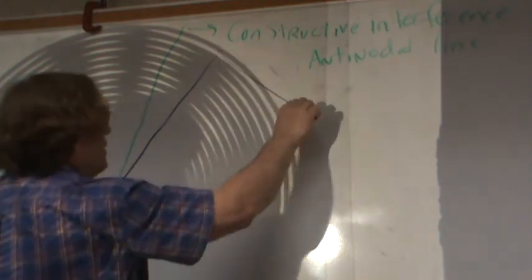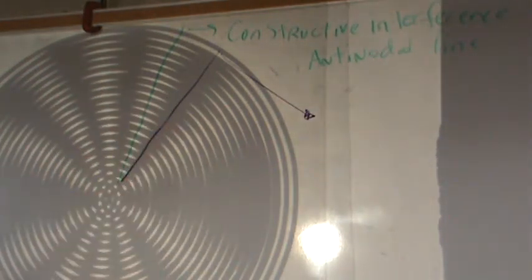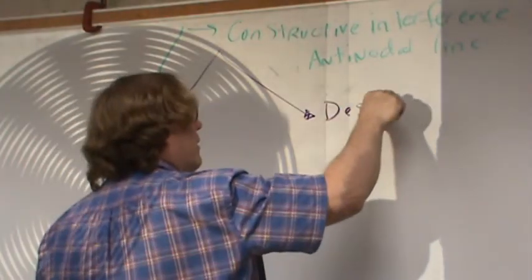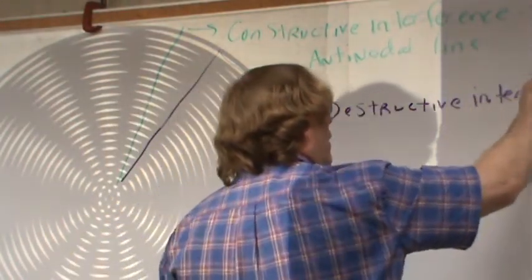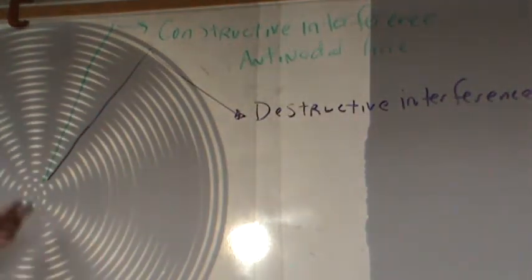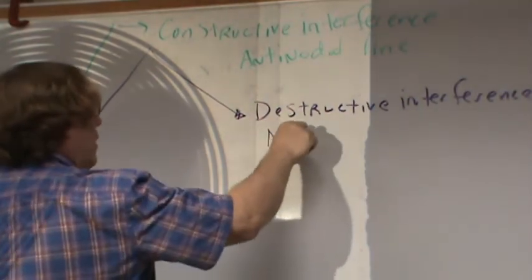And so this line here, what kind of interference am I getting on this line? Hopefully you're thinking destructive if they're meeting crest to trough, trough to crest. So I'm getting destructive interference. Okay? And there's a name for this line where the waves are always meeting crest to trough and trough to crest. We call it a nodal line.